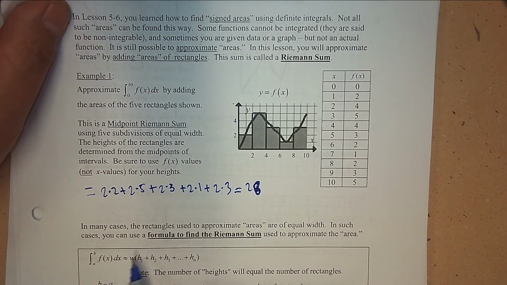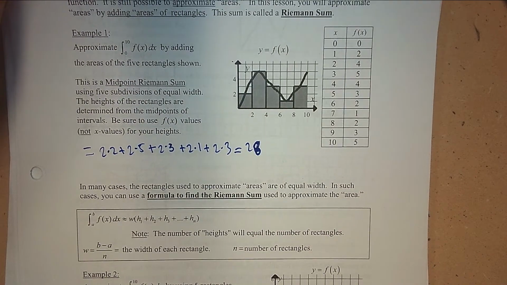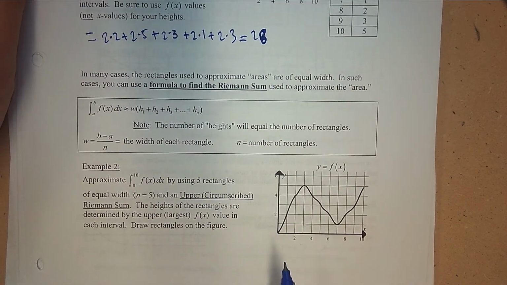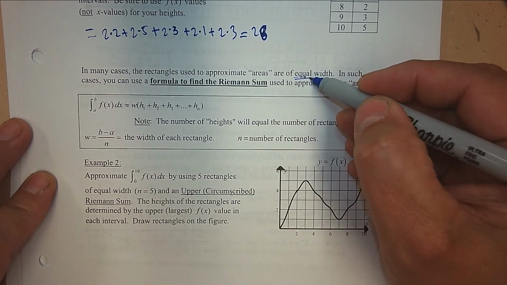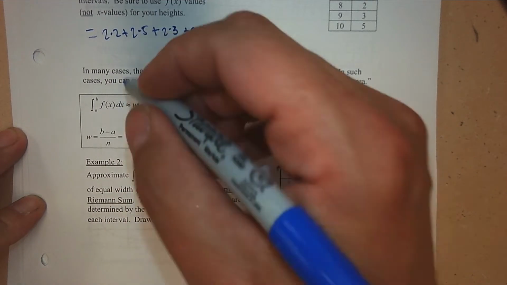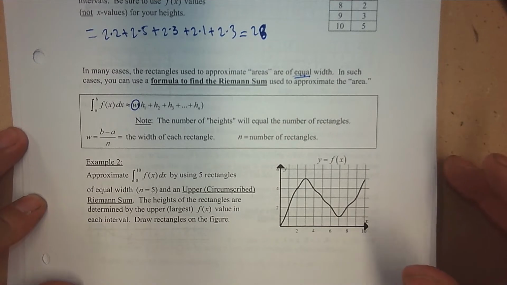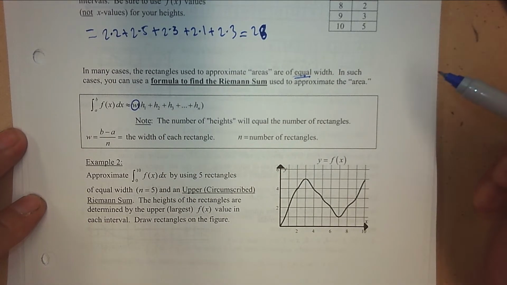All right. In many cases, the rectangles used to approximate areas are of equal width. In such cases, you can use a formula to find the Riemann sum used to approximate the area. But the key is they have to all have the same width. So if they all have the same width, you can factor out the width in front. That means all you have to do is add all the heights and multiply it times the width.